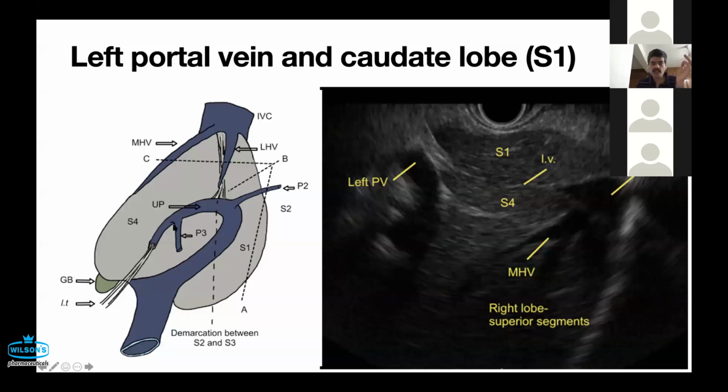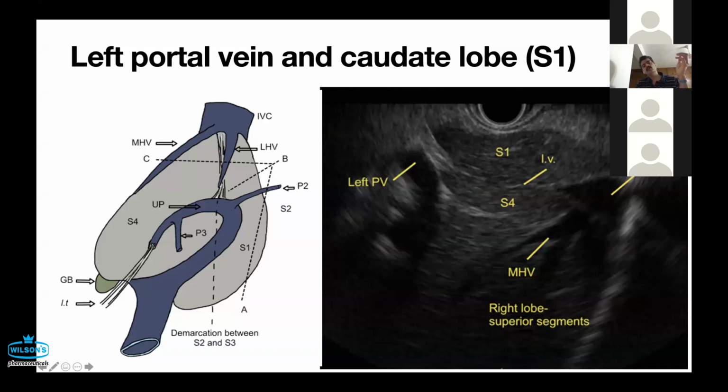This is a drawing that I have made on the iPad. This is the umbilical part of the portal vein, goes to join the horizontal part of the portal vein, which lies on the undersurface of the left lobe of the liver. And on EUS, this left portal vein goes down into the porta hepatis. I think most people would have seen this imaging.